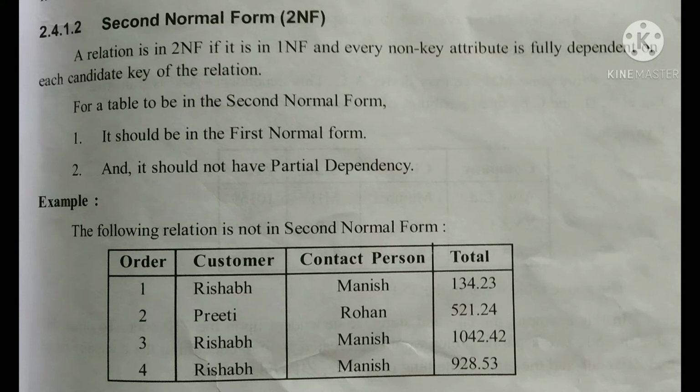An alternative way to accomplish this would be to create two tables. The first table, Customer, has two columns, customer and contact person: Rishabh, Preeti, Manish, and Roshan. The second table has order, customer, and total. These are different values. The creation of two separate tables eliminates the dependency problem.